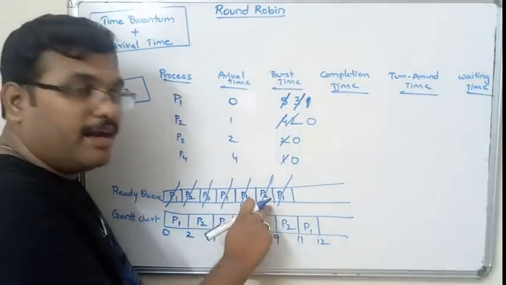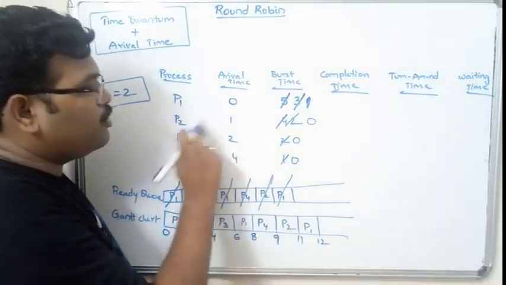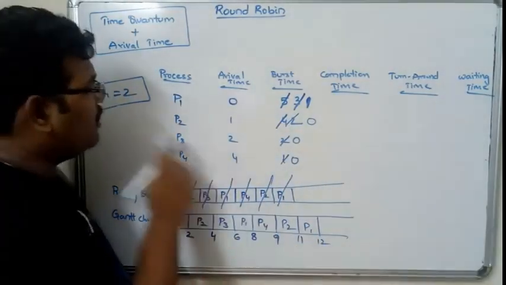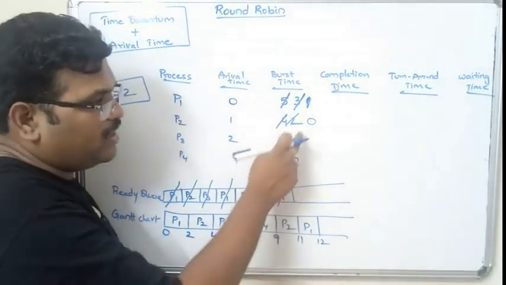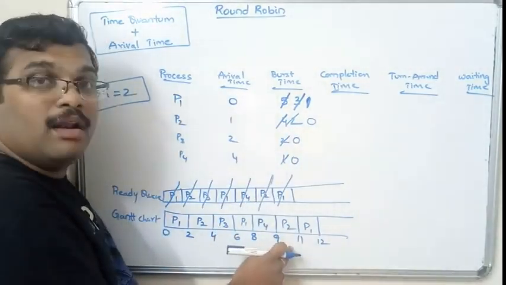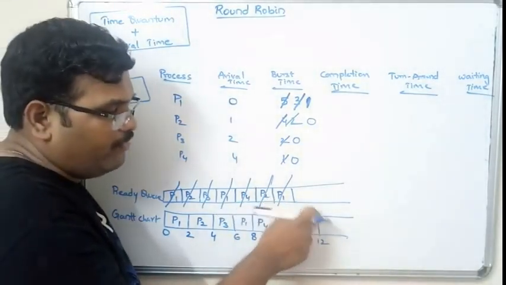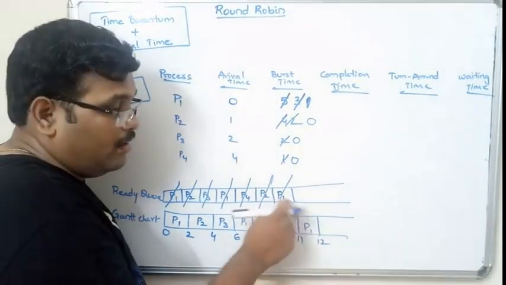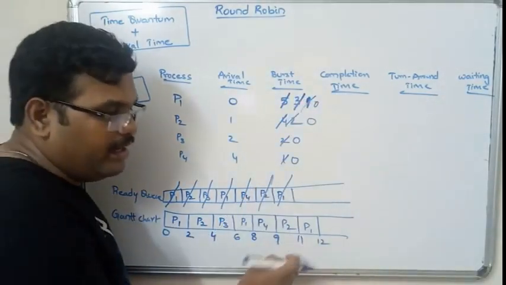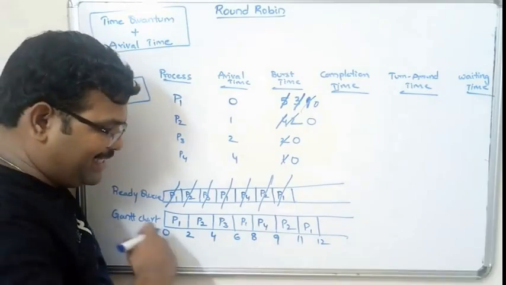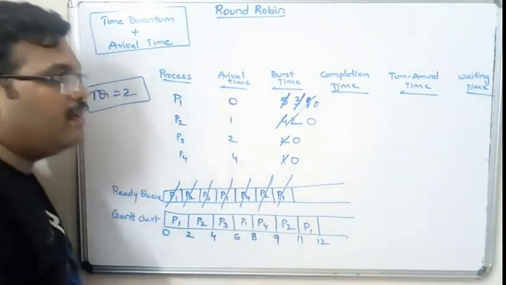Now in the order, P2 is available in the ready queue. So P2 will be removed from the ready queue and allocated to the CPU. P2 requires 2 milliseconds and the time quantum is also 2 milliseconds, so it completes its execution at this level. And then in the order, P1 is allocated to the CPU, executes 1 millisecond and completes its execution. So this is the Gantt chart and this is the ready queue. Hope you understood this, right?